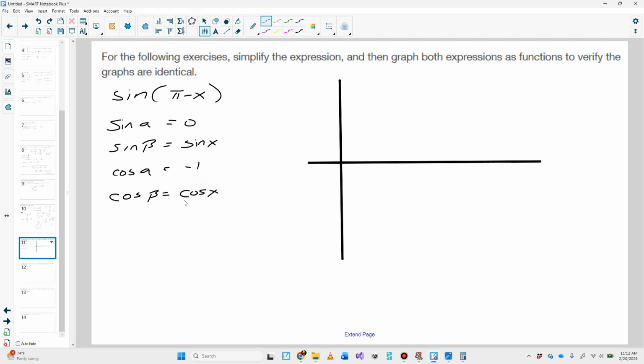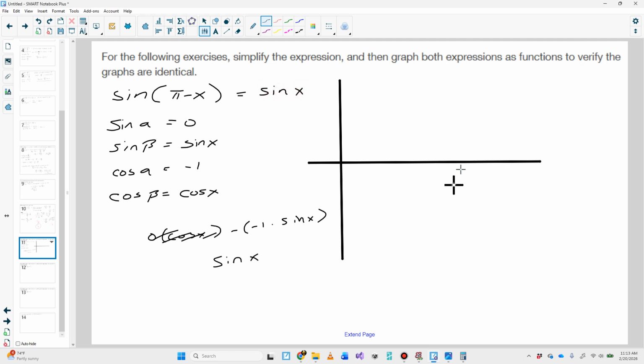And we are subtracting two angles, so sine of alpha minus beta. So that's the sine of alpha, which is 0, times the cosine of beta, which is cosine x. And that's going to be minus the cosine of alpha, which is negative 1, times the sine of beta, which is sine x. This cancels because 0 times anything is 0, and minus negative 1 times sine x is just going to be sine x. So this is equal to sine x.